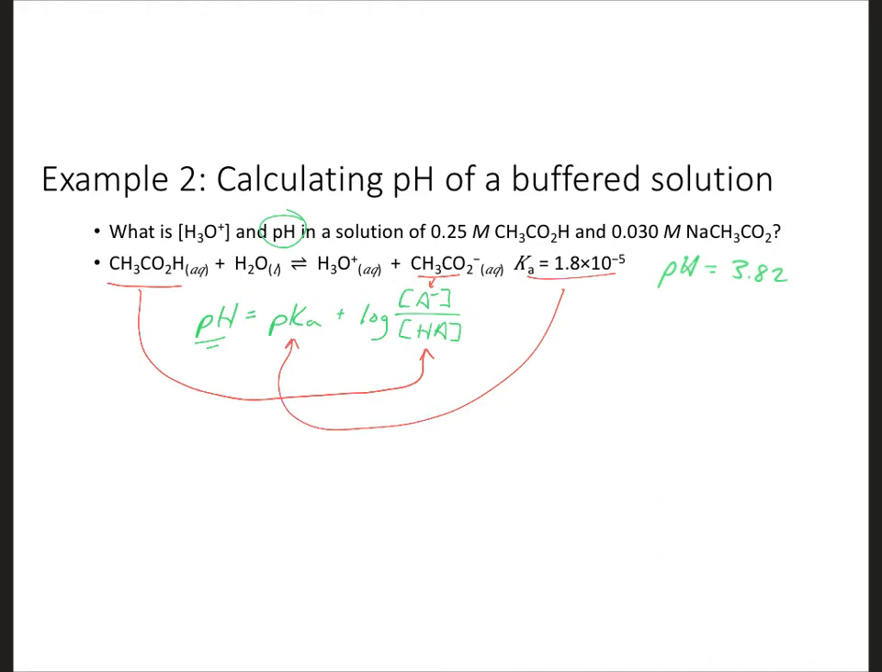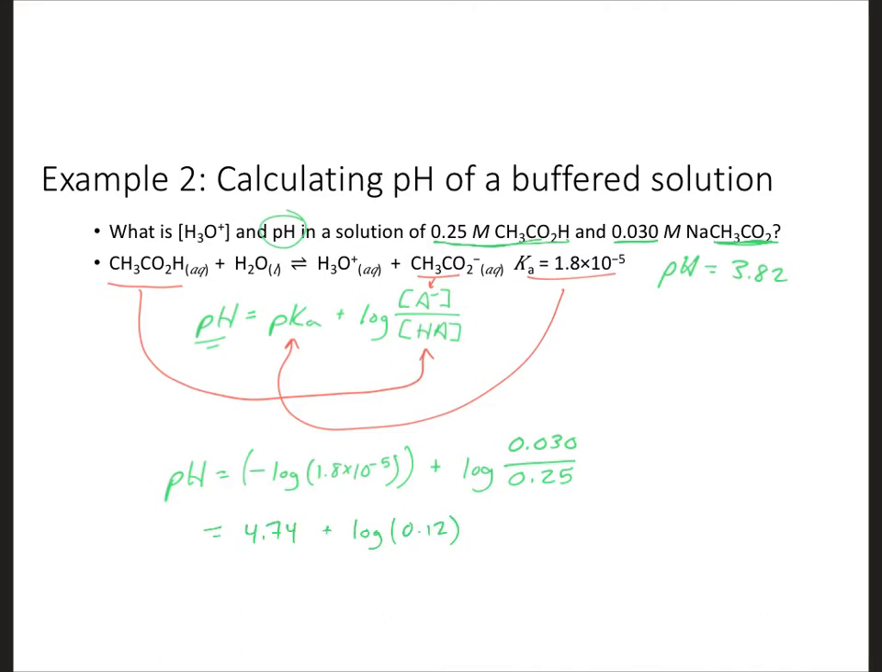So we can go ahead and start to fill in these parts. Our pH is going to be the negative log of that 1.8 times 10 to the minus 5. Then we're going to add that to the log of the ratio of 0.30, because that is the anion. That's how much has been added. And then it's going to be divided by 0.25, because that's the original concentration of the acid that came in. So we can go ahead and start to simplify.